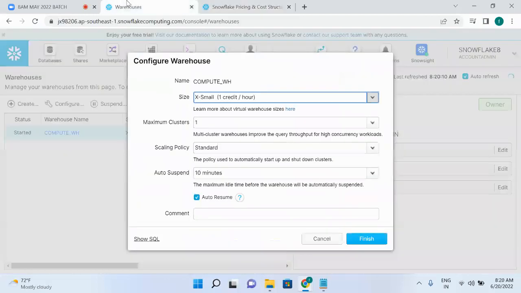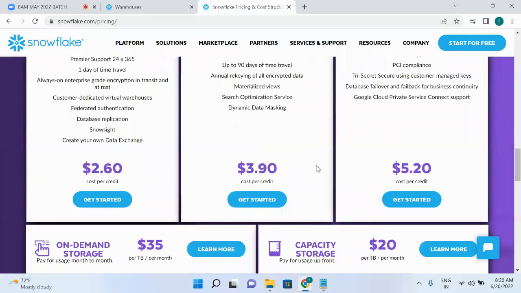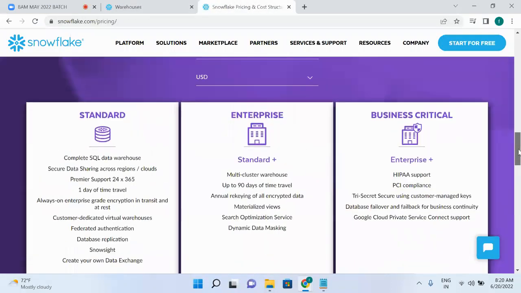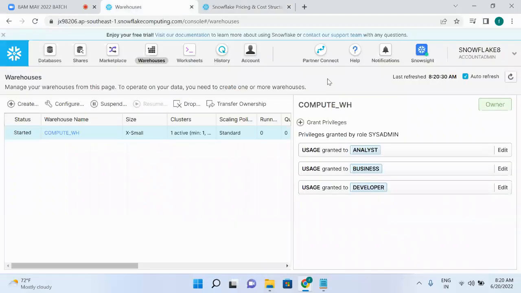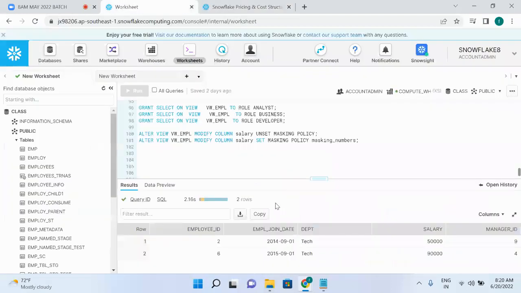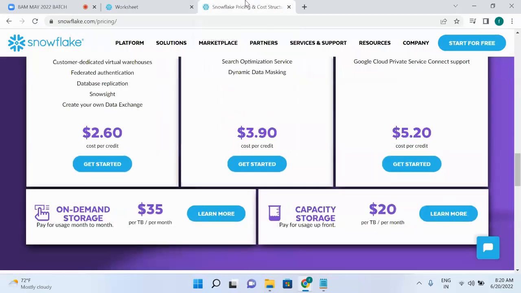Right? That is the calculation of how they will do it. We'll come to this again. Now, this is the charges for virtual warehouse computation. It depends on how much time we are utilizing this virtual warehouse, how much time we are running it. Based on that, the charges will be reflected.